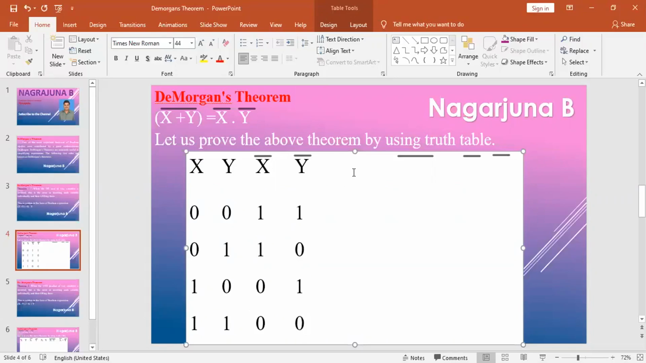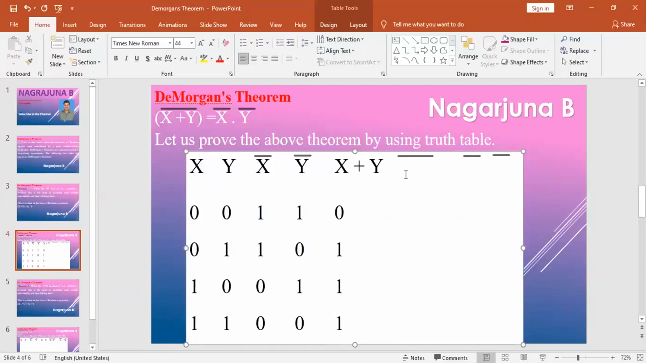Next, we need to find x plus y. That is the ORing of the variables x and y. So we know that x plus y, the ORing of two variables, will be high if any one of the input variables is high. Here initially both are 0, so it will be 0. Next 0 1, it will be 1. Next 1 0, it will be 1. Then 1 1, it will be 1. So this is x plus y.